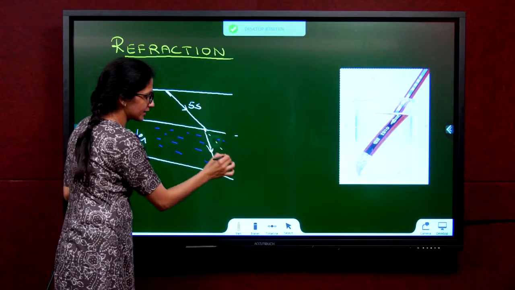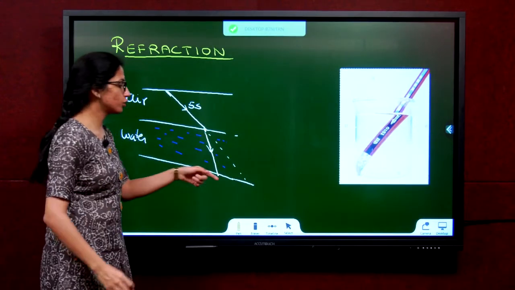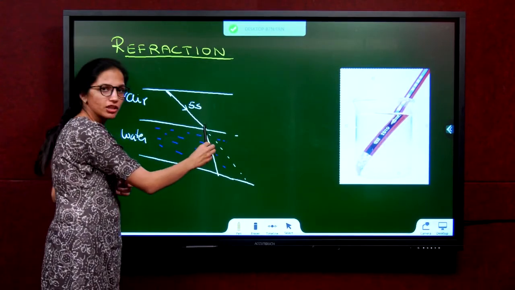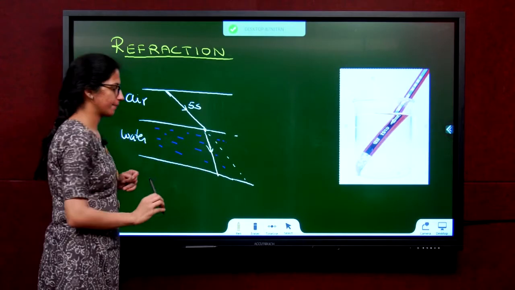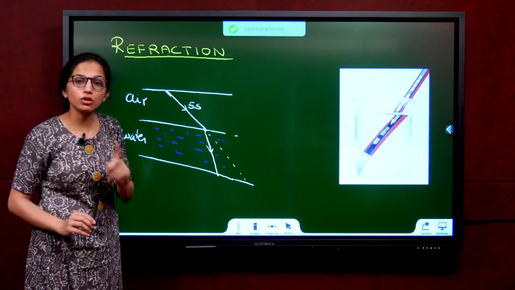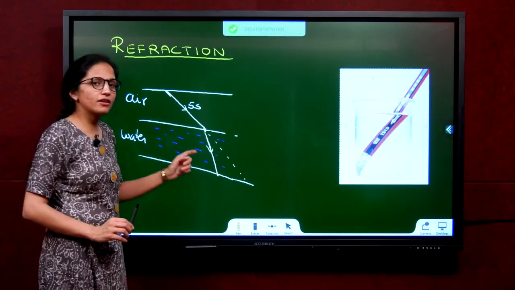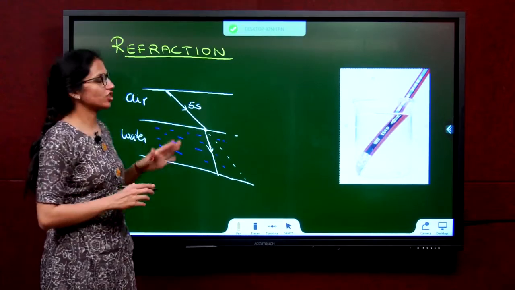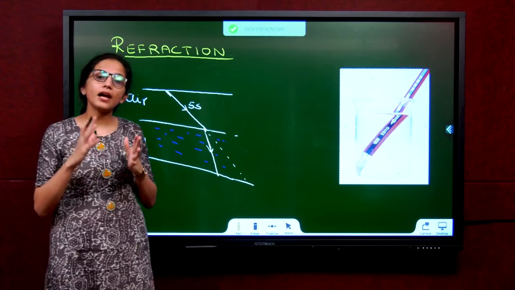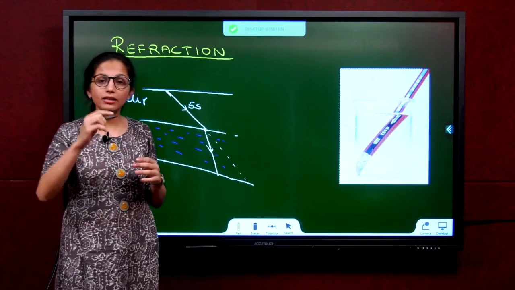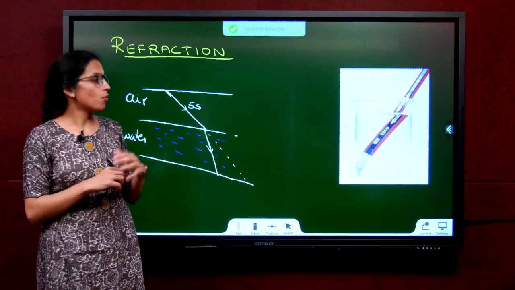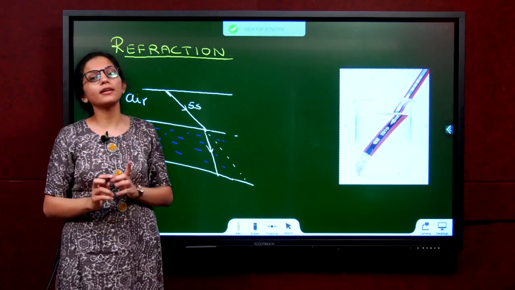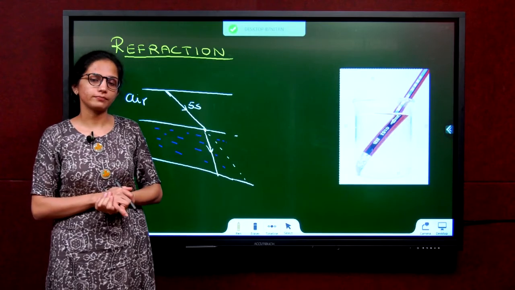Original path was like this. What did you do? You changed your path. It bent. There is a deviation in the path. You deviated. Same thing happens to light. When light travels from air to water or any kind of medium, what happens? Refraction of light. The phenomenon of bending of light or the deviation in the path of light when it travels from one medium to another is called refraction.